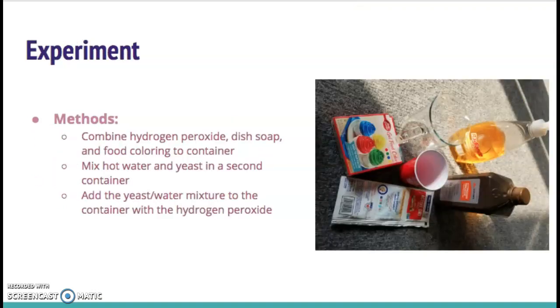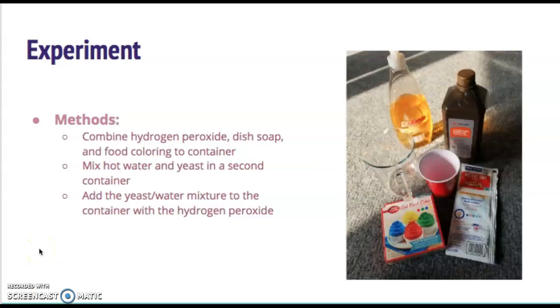So this week's experiment, we need a couple items. So we need hydrogen peroxide, dish soap, food coloring, yeast, warm water, and then 2 containers to mix these ingredients together.